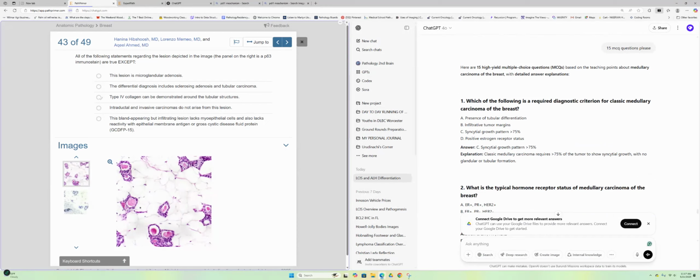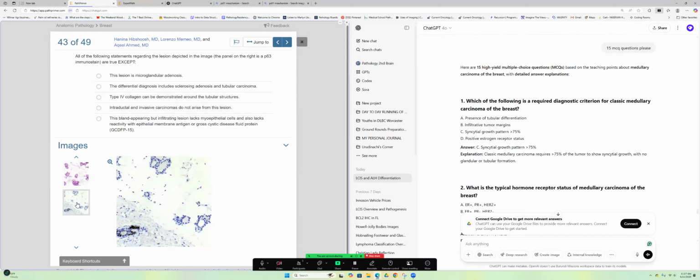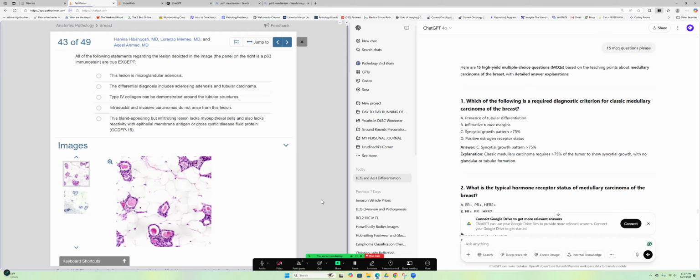So this is P63 negative. One of the statements regarding this lesion, what is the diagnosis? Is it tubular carcinoma? Sorry, no. When I saw this, it's not a carcinoma, so the diagnosis is microglandular adenosis. Yes, tubular carcinoma is a differential. Do you know the clues to differentiate it from tubular carcinoma?